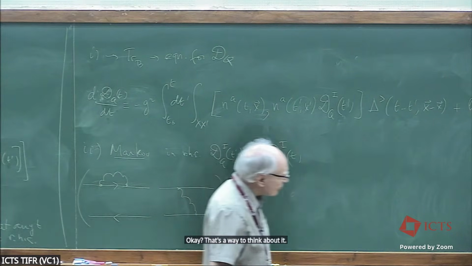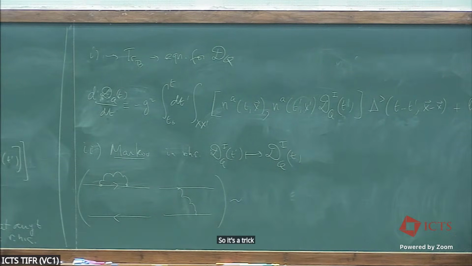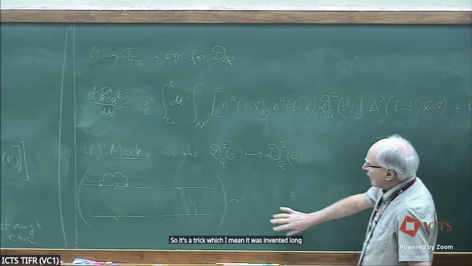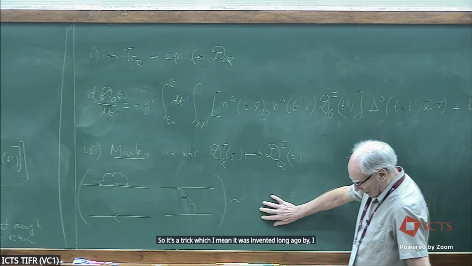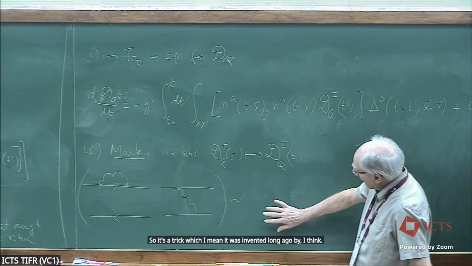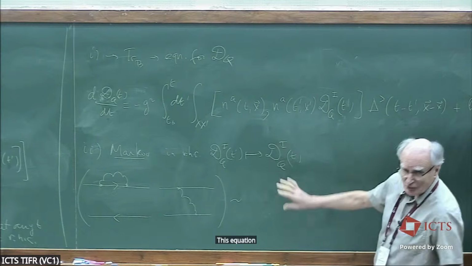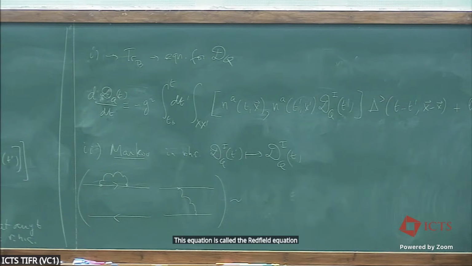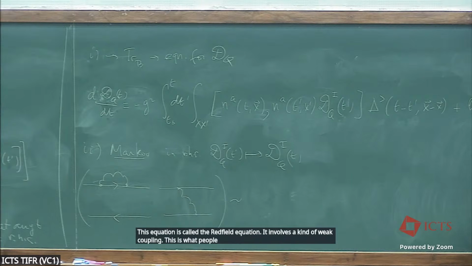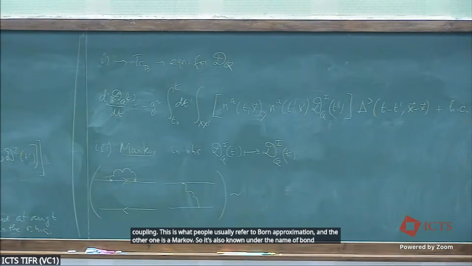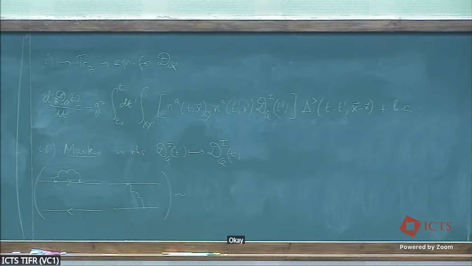Okay, so it's a trick, which was invented long ago by, I think, Redfield. This equation is called the Redfield equation. It involves a kind of weak coupling, which is what people usually refer to as the Born approximation, and the other one is Markov, so it's also known under the name of Born-Markov approximation. Okay, so it's a nice trick.